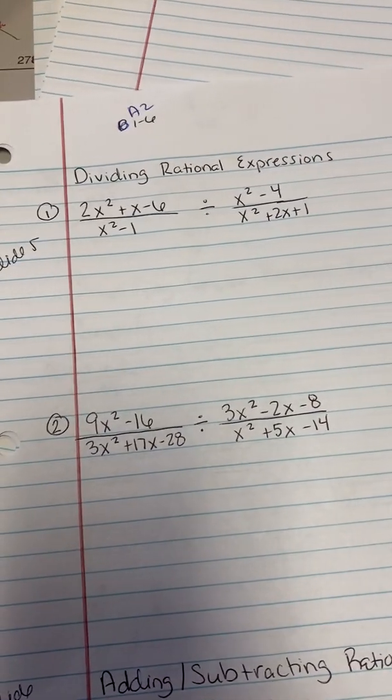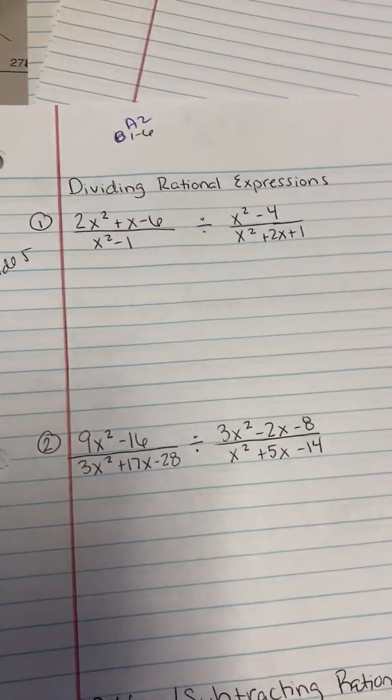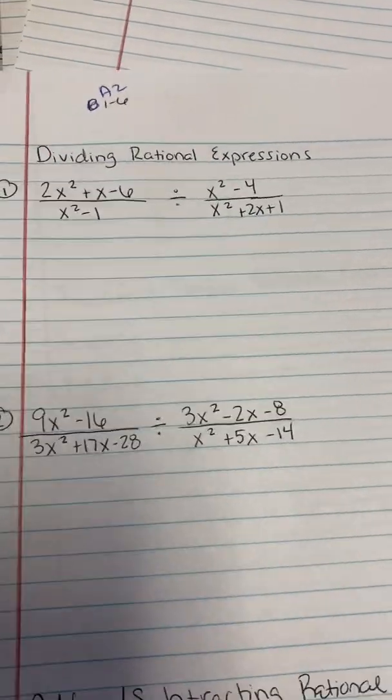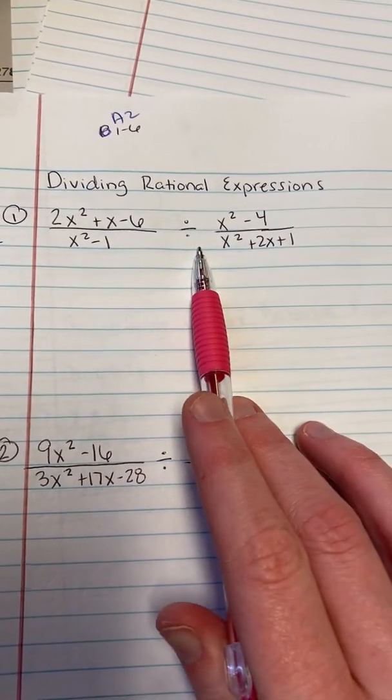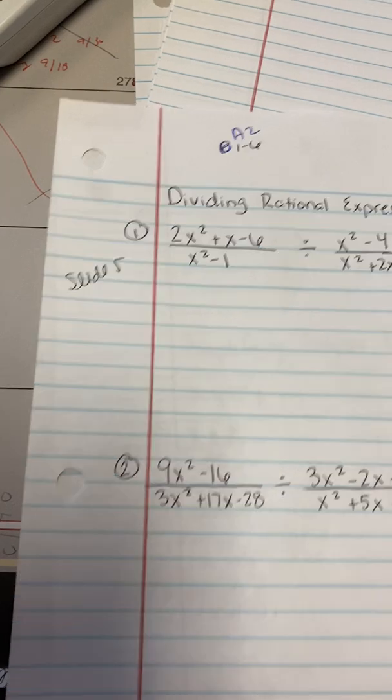Slide 5, Algebra 2, Lesson 1-6, Dividing Rational Expressions. So we're just going to add a step to this. When you divide by a fraction, you keep the first one, you change division to multiplication, and you flip the second one. So that's what we're going to start off doing.